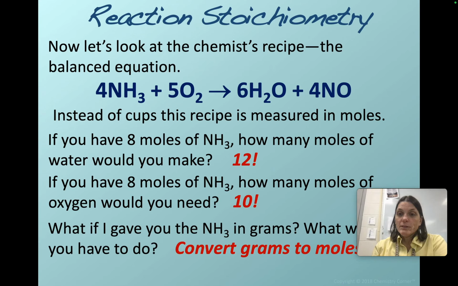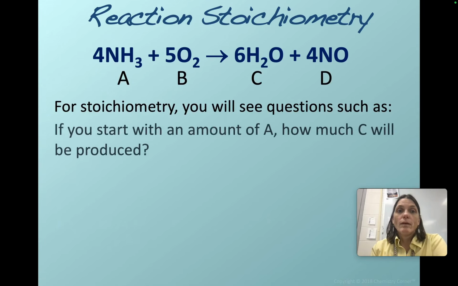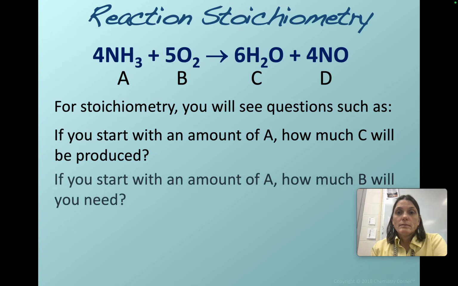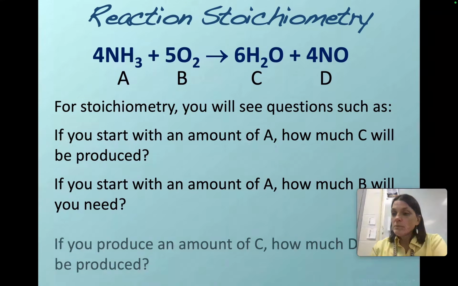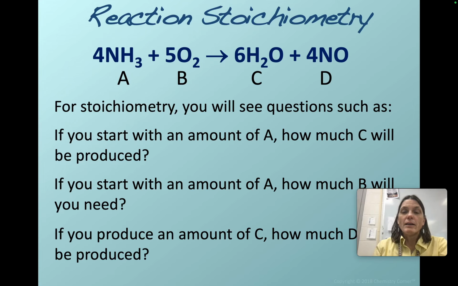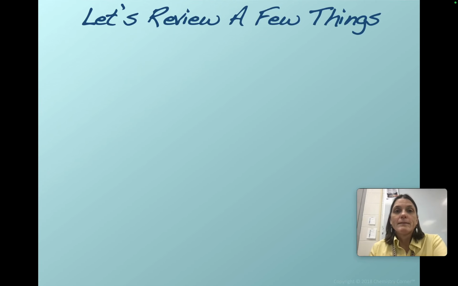Now, the only difference here is that we can turn this from grams to moles. So the numbers in the balanced equation tell you the relative numbers of moles. Some typical questions: if we start with A, how much B do we need to react with it completely? If we start with A, how much of C are we going to get? So we want to know how much of the reactants we need, or how much of the product we are going to get.